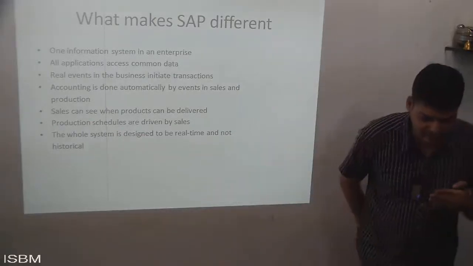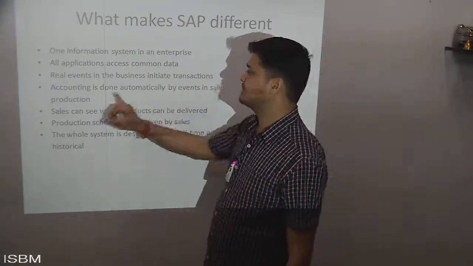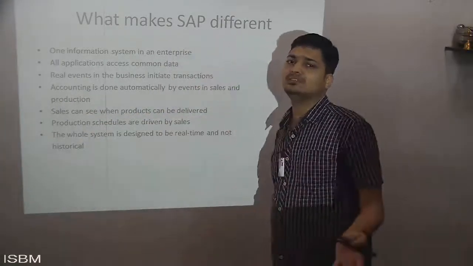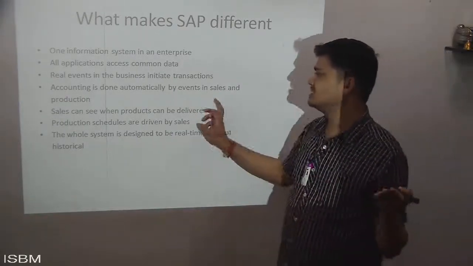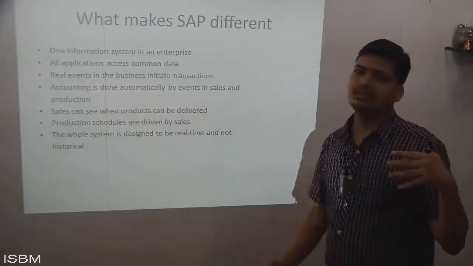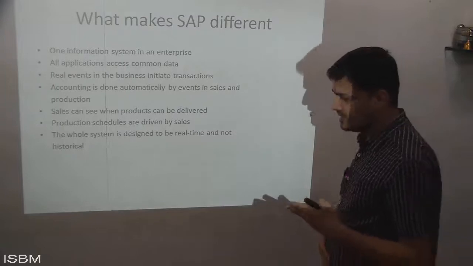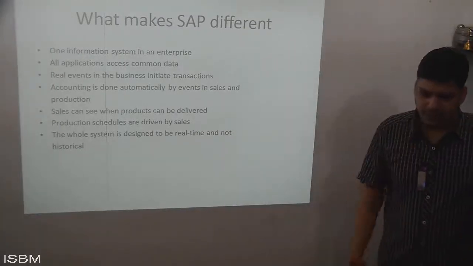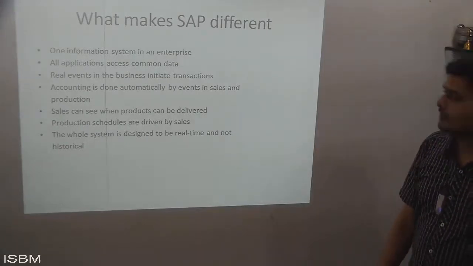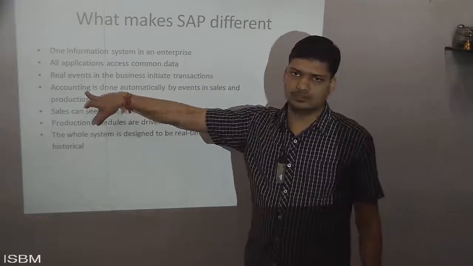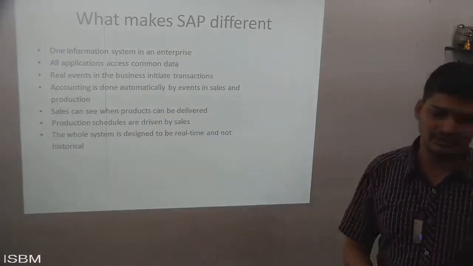Accounting is done automatically by the events in sales and production. Where do finance and accounting come in? They come after sales and production. After sales and production, accounting automatically follows, because all the departments, whether sales, production or accounting, are integrated with each other. See, when you raise one purchase order, there should be some taxes. Those taxes also go through the accounting department, because the accounting department handles the taxes and all those things.